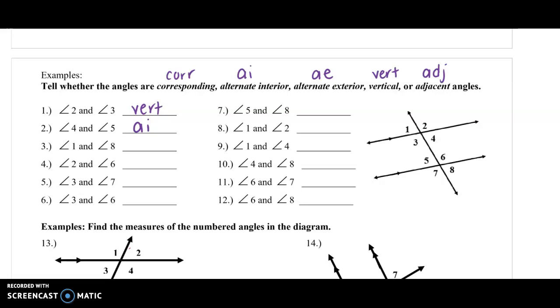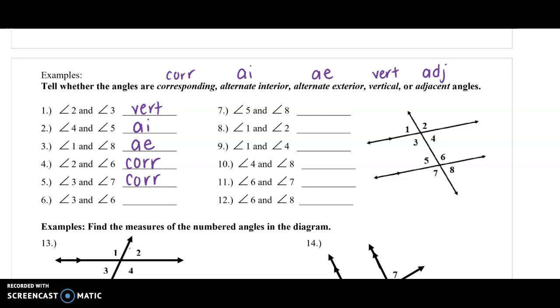Angles 1 and 8 are outside the parallel lines on opposite sides of the transversal. So that's alternate exterior angles. 2 and 6. If you look at 2 and 6, they are located on the same side of the transversal in the same positions, in the same spots. So that has to be corresponding. Look at 3 and 7. Same side of the transversal, in the same position in those two sets of angles. Those would again be corresponding.